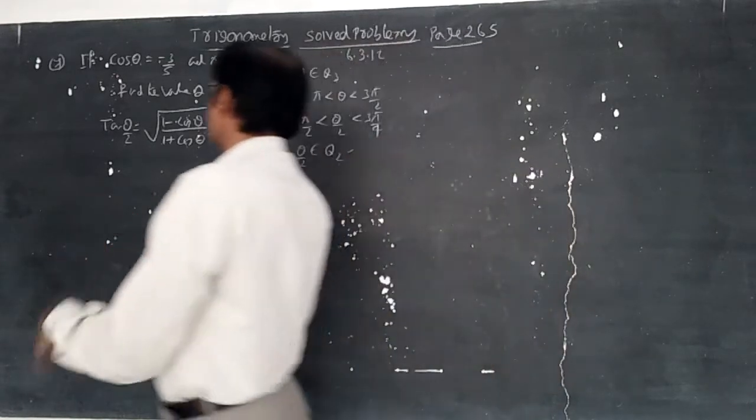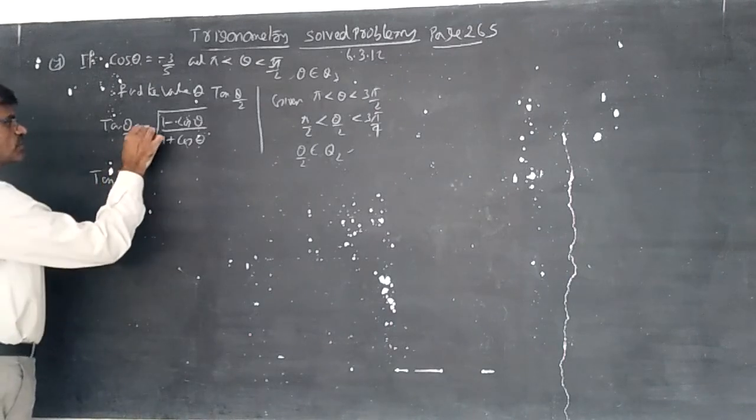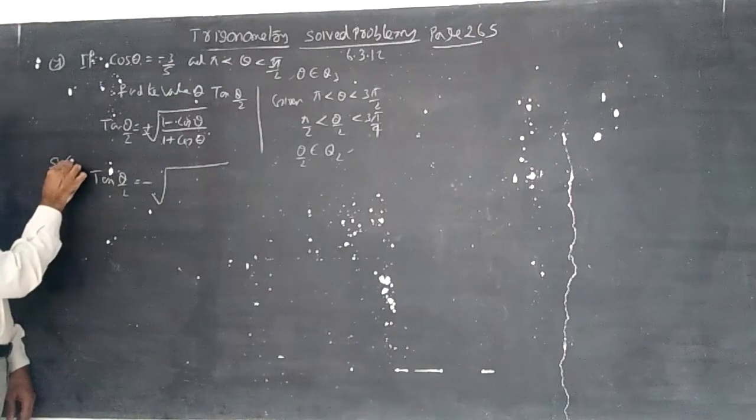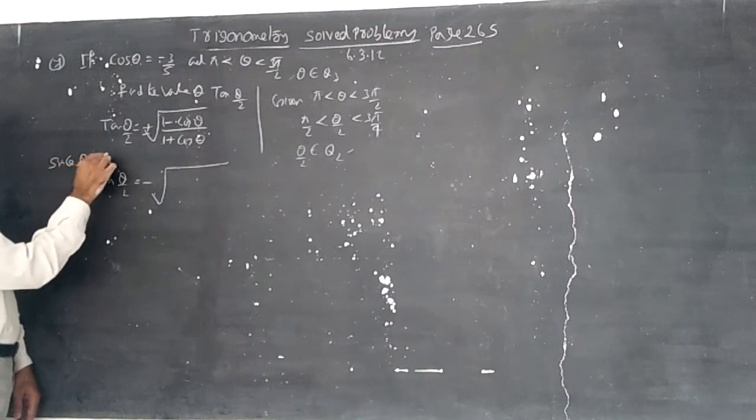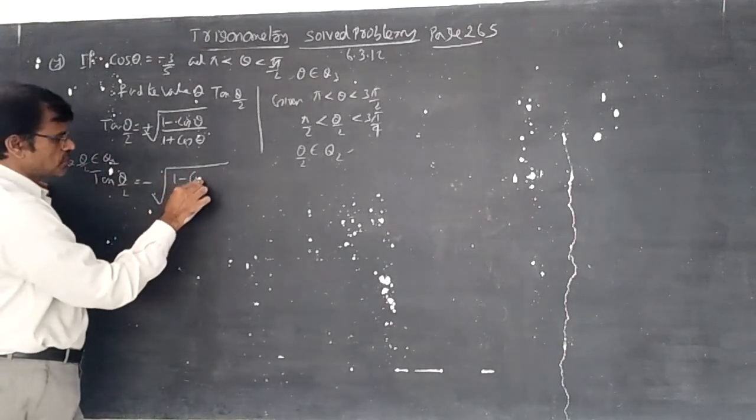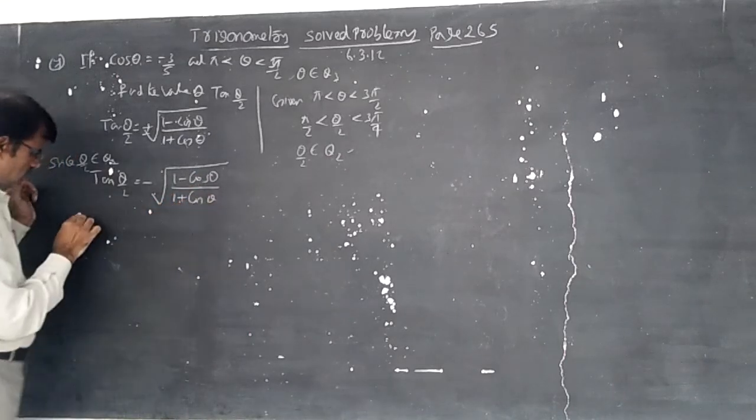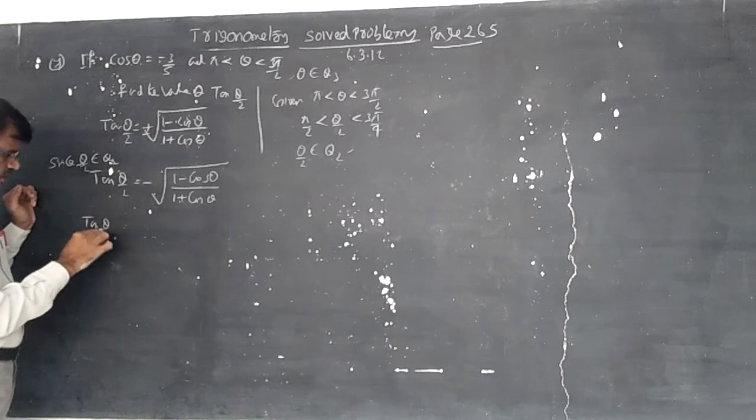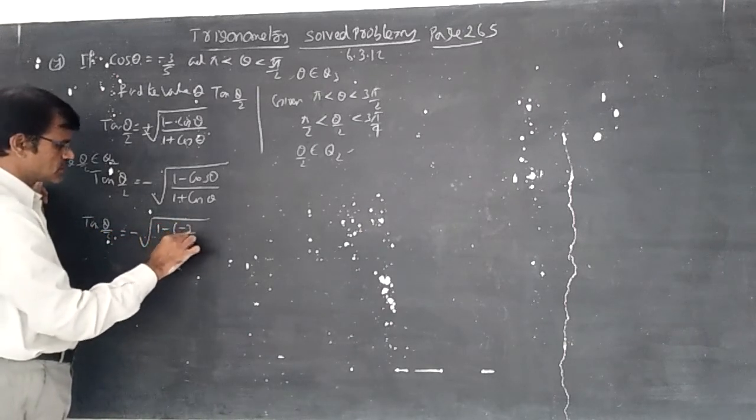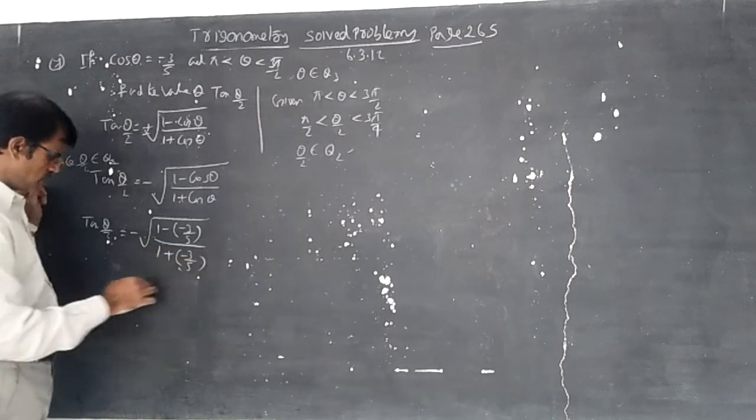In Q2, tan is minus. So here you should write tan theta by 2 is equal to plus or minus, and since theta by 2 belongs to Q2, the value you should get is minus. So minus root of 1 minus cos theta by 1 plus cos theta. Next step, tan theta by 2 is equal to minus root of 1 minus of minus 3 by 5, whole by 1 plus of minus 3 by 5.